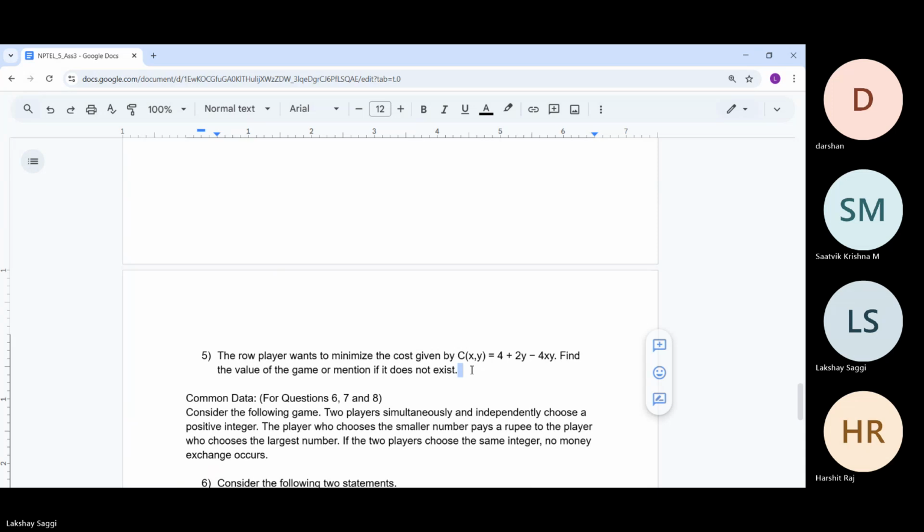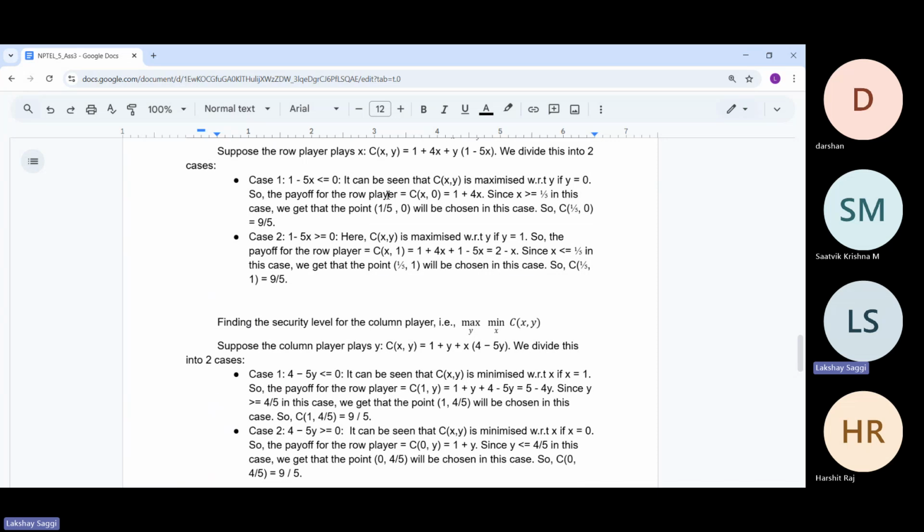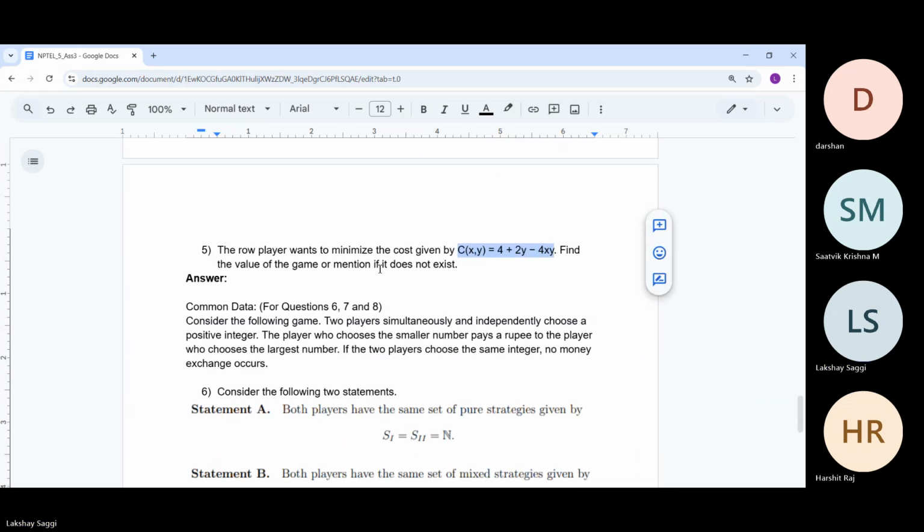Okay, then. So we have a similar question again. In this question, the cost for the row player is given by 4 plus 2y minus 4xy. And now we have to find the value of the game or mention if it does not exist. I don't want to go through all of this again since we have seen this approach already. Rather, I would like you guys to do this one using partial derivatives. For this kind of function, partial derivatives will work to find the saddle point.